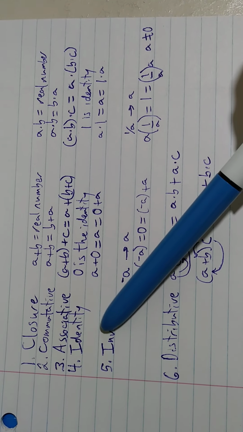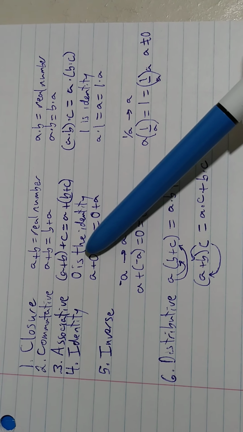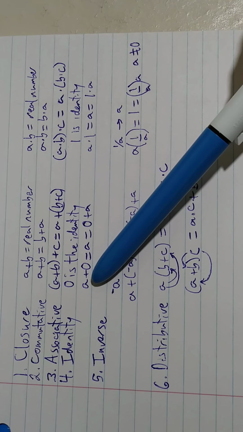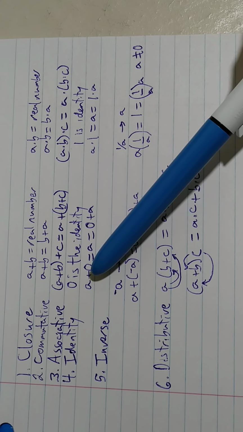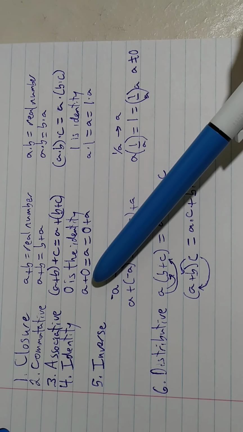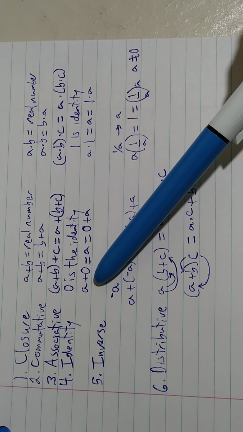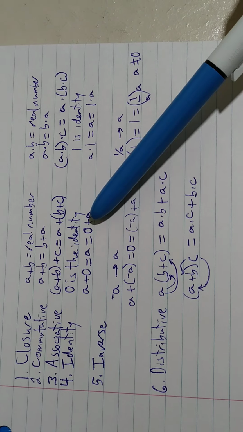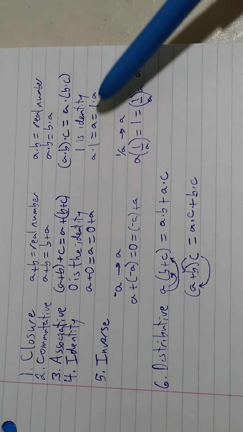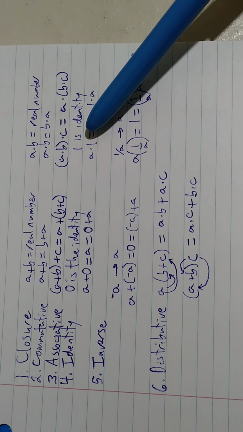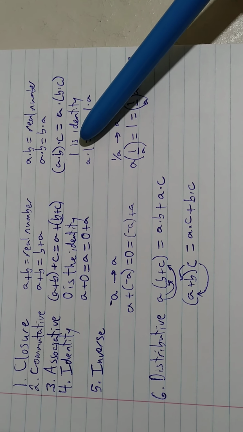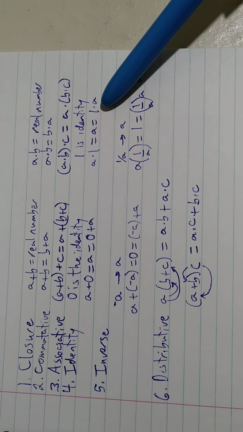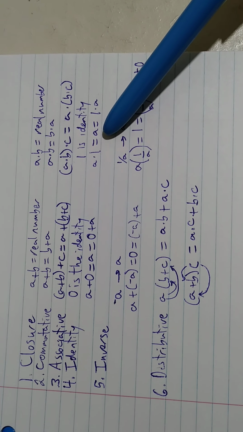Then we have the identity. When adding, 0 is the identity, because identity means when you add a number to something, you get the same answer, the original number. So a plus 0 will always equal a, or 0 plus a will also equal a. And when multiplying, 1 would be the identity, because a times 1 gives you a, and 1 times a also gives you a.